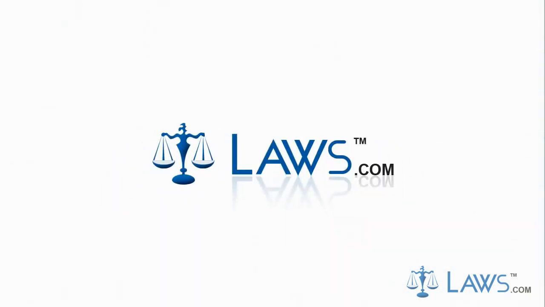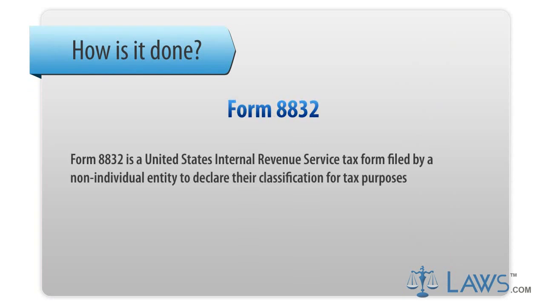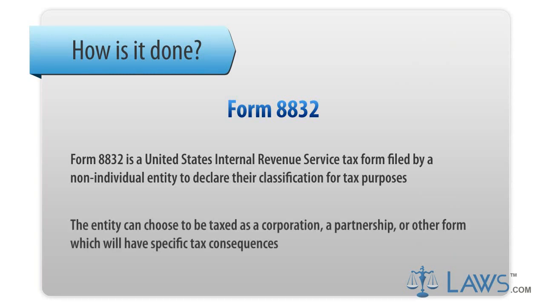Laws.com Legal Forms Guide. Form 8832 is a United States Internal Revenue Service tax form filed by a non-individual entity to declare their classification for tax purposes.